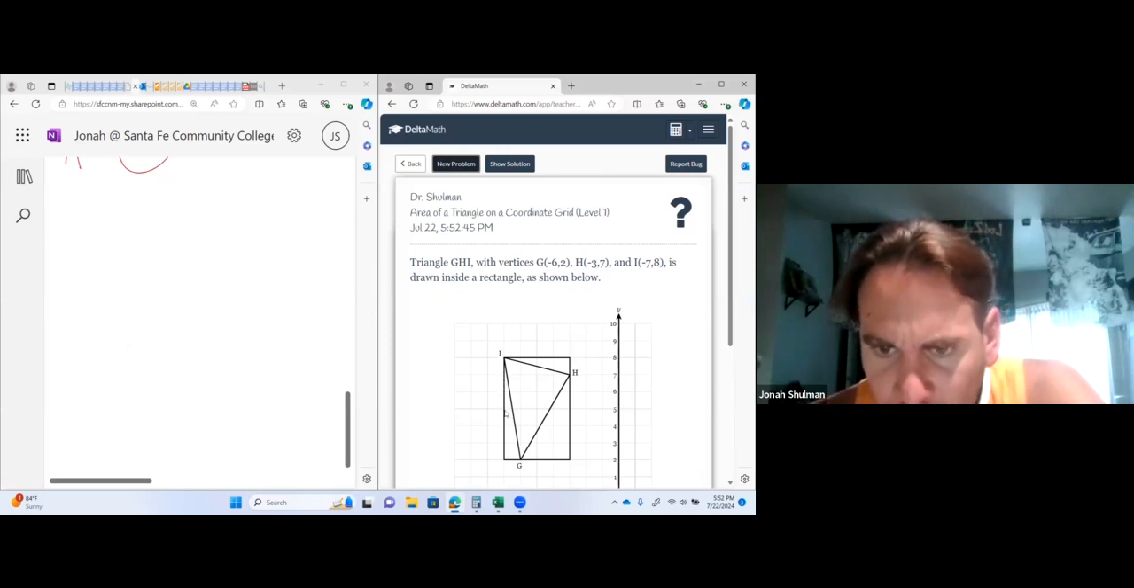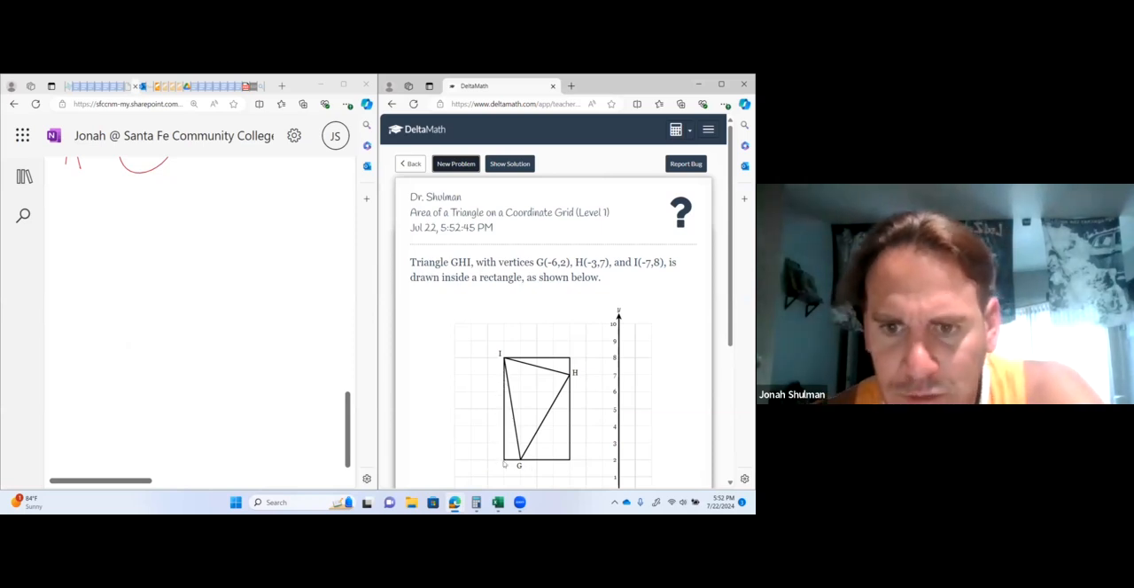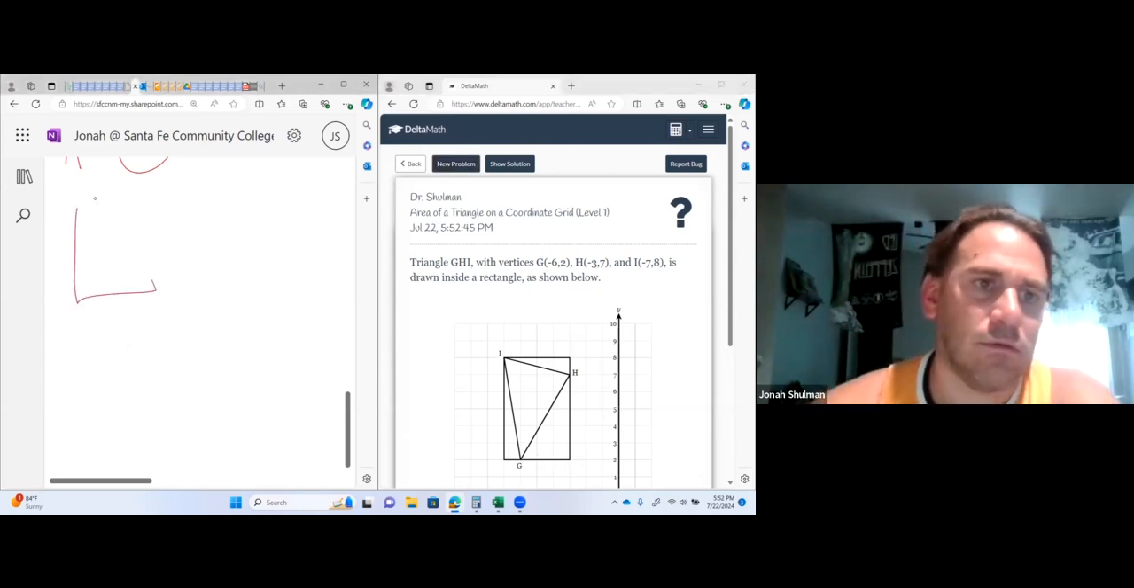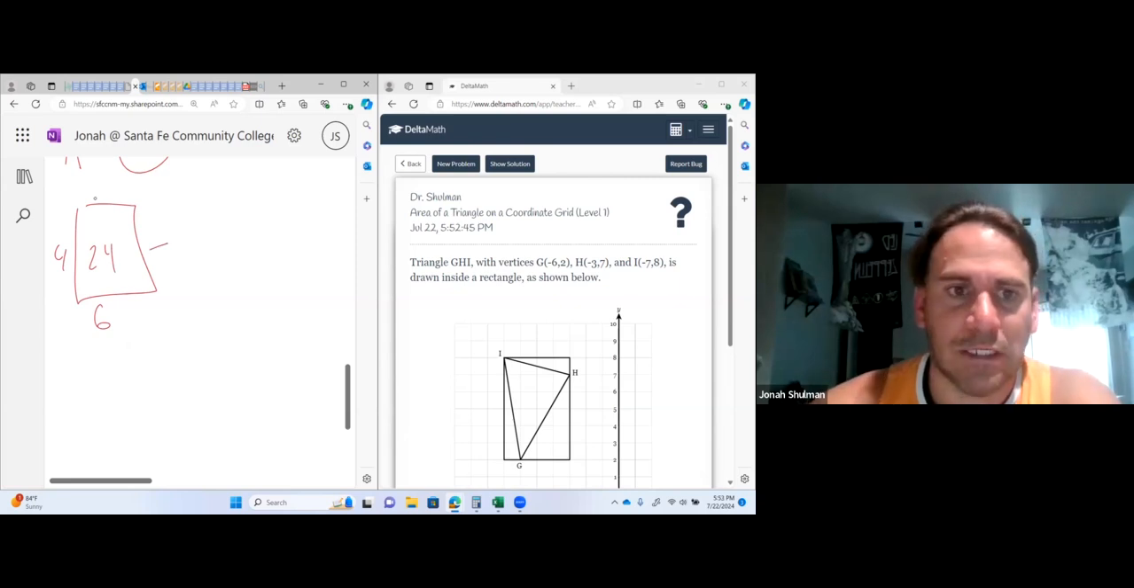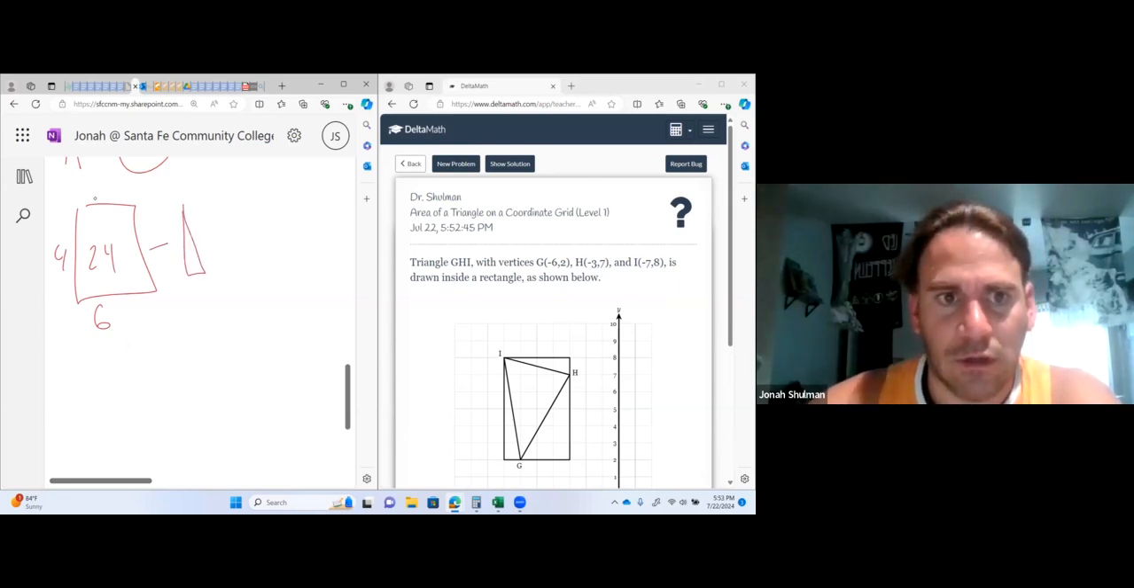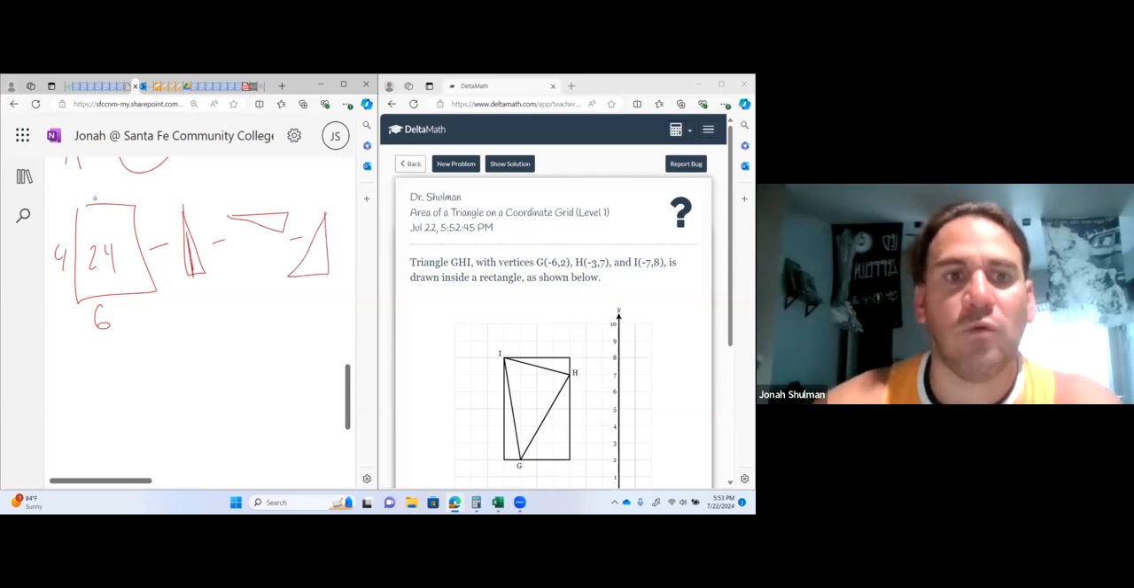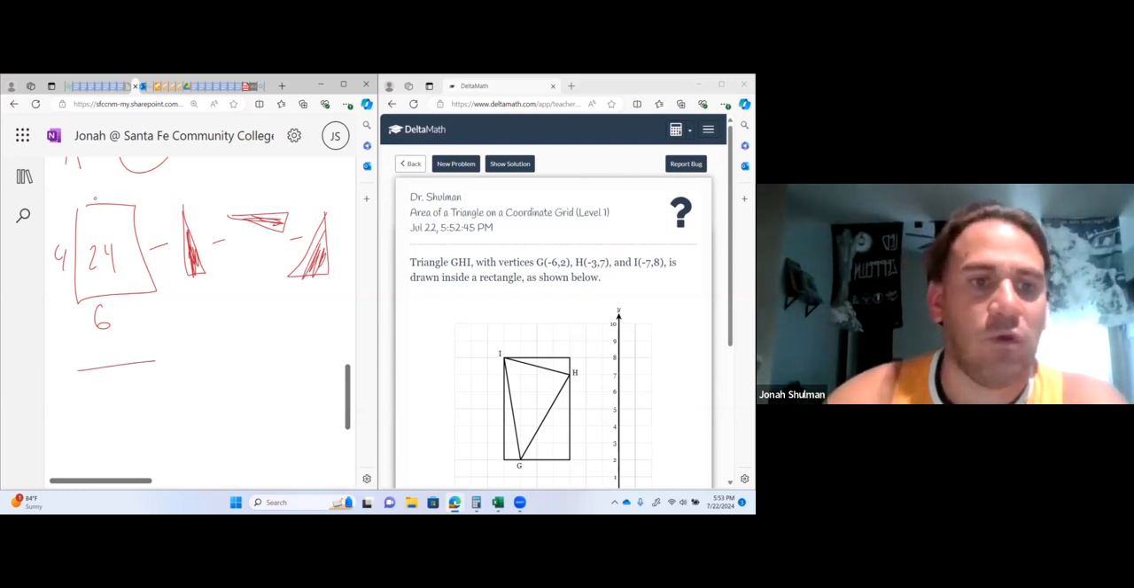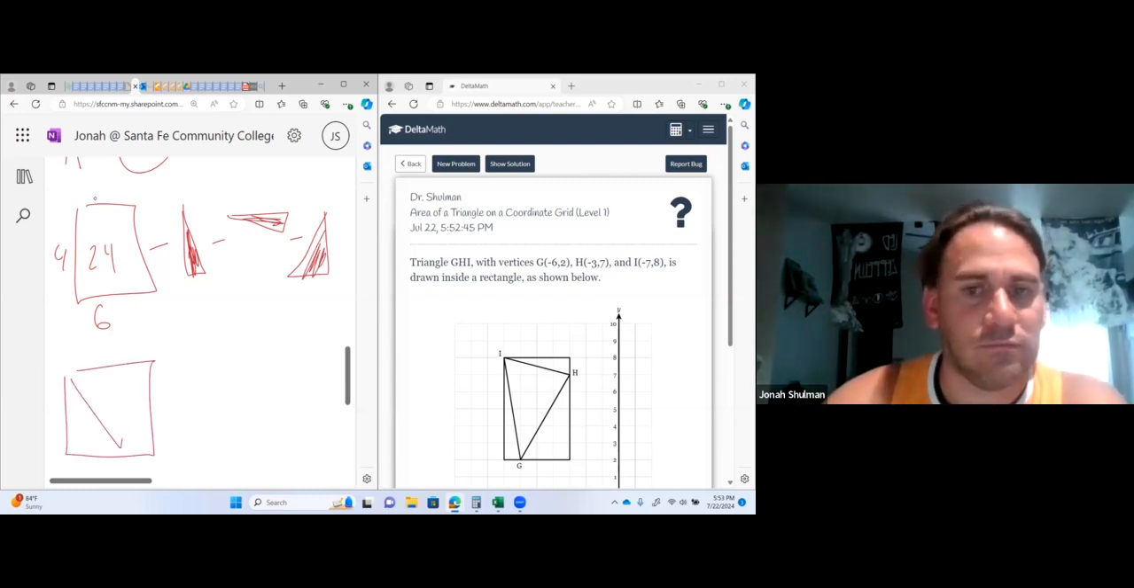1, 2, 3, 4, 5, 6. 1, 2, 3, 4. So the box is 6 times 4, which is 24. Then I have to minus the thin one. I gotta minus this one, and I have to minus that one. So these are the ones I have to take away. Be left with the shape that I want. What's the shape that I want? It's gonna give me this.